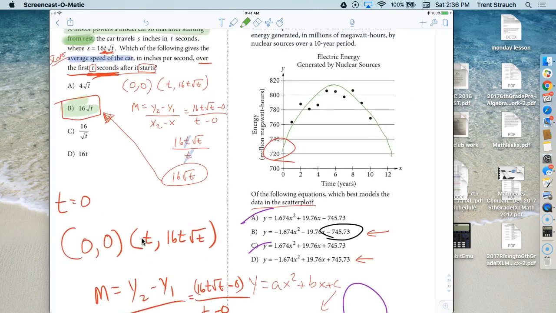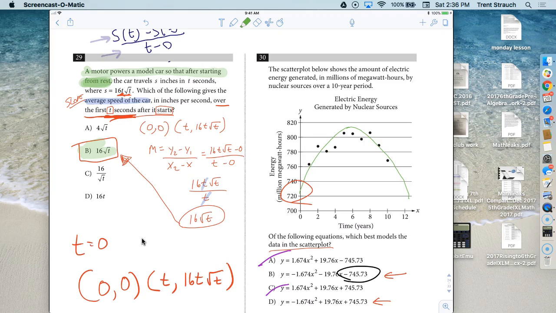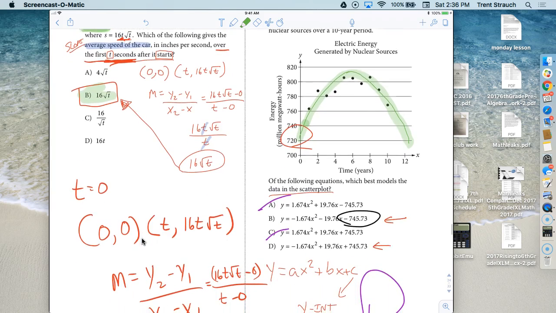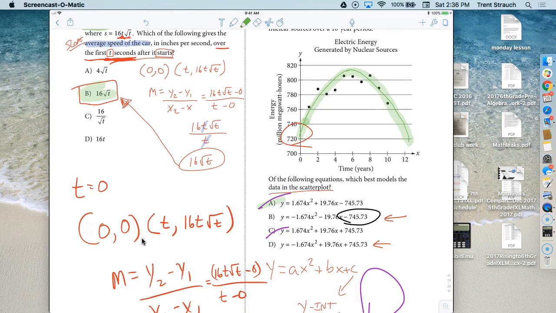Now, be mad at yourself on number 30 if you didn't sketch this out. Please do yourself a favor. Draw your line of best fit. That's what I did. If you draw the line of best fit, you know the parabola is opening down. So everybody agree with me? The parabola opens down. If it opens down, I know it's not A or C. You're right. The A has got to be negative.